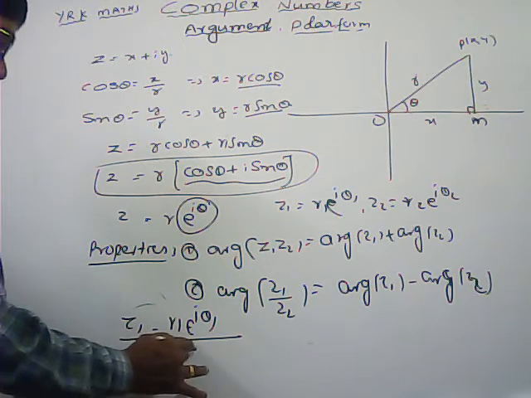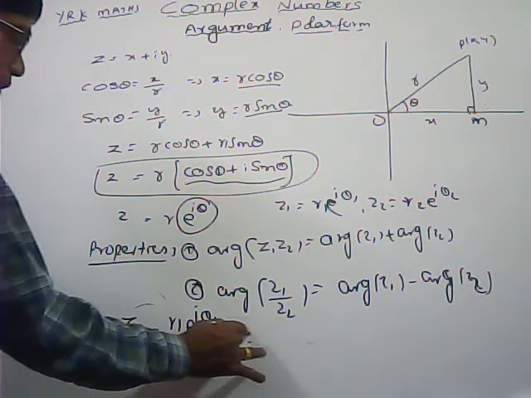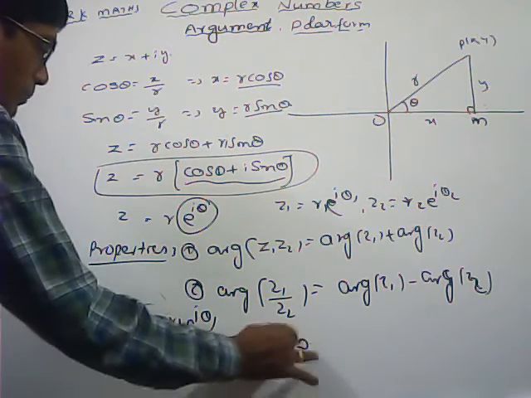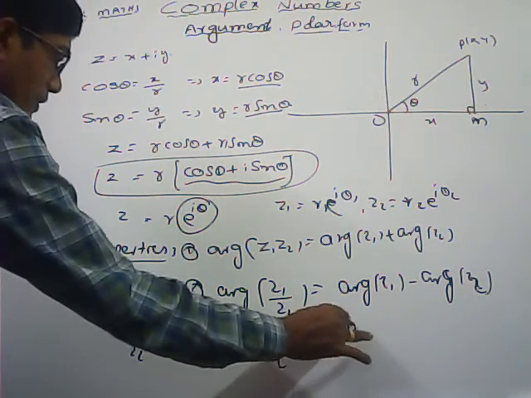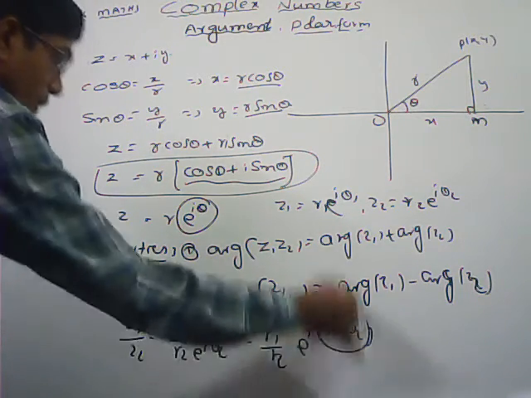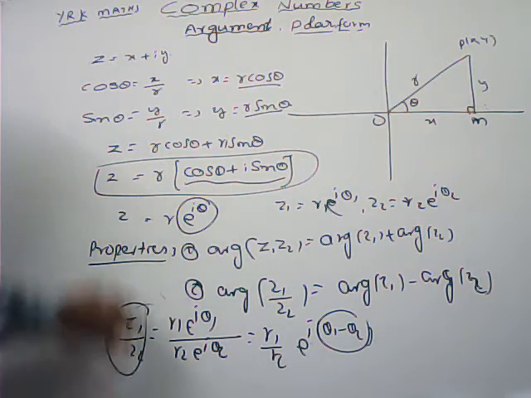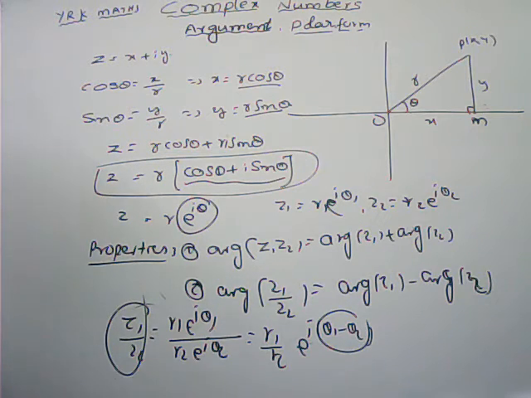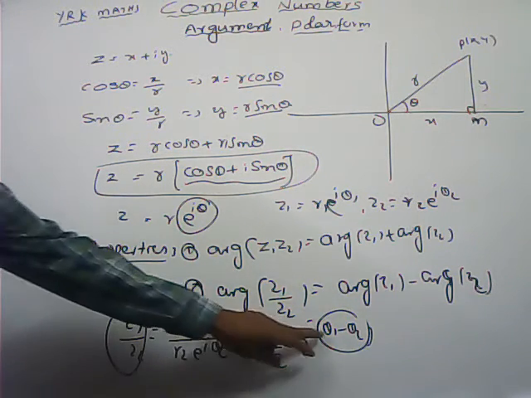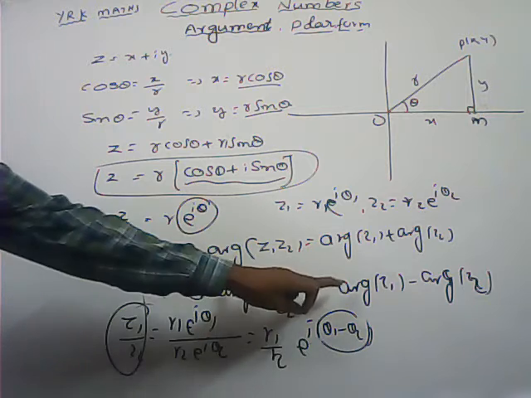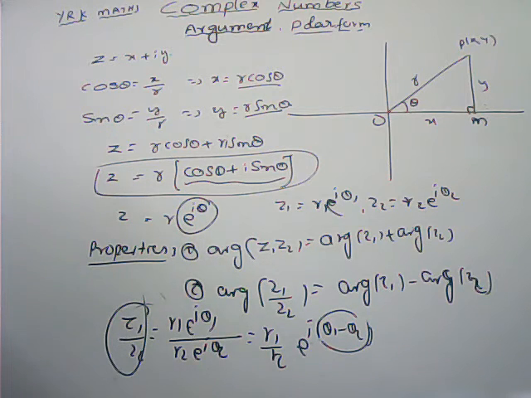Z2 I am taking R2 into e power i theta 2. That is equal to R1 by R2 e power i of theta 1 minus theta 2. So theta 1 minus theta 2, that is the argument of Z1 by Z2. So argument of Z1 by Z2 is equal to theta 1 minus theta 2, where theta 1 is the argument of Z1 and theta 2 is the argument of Z2.